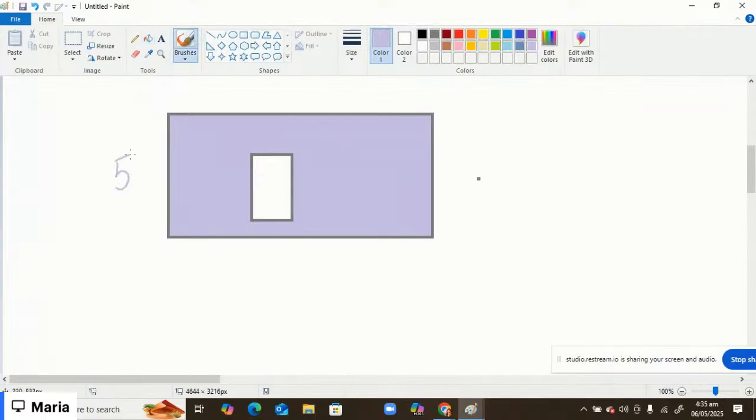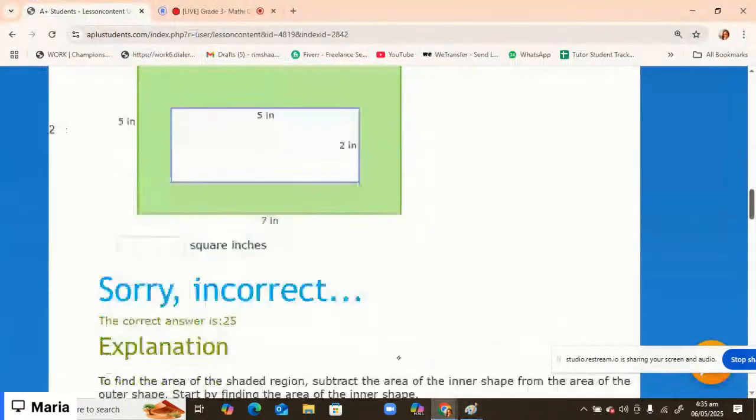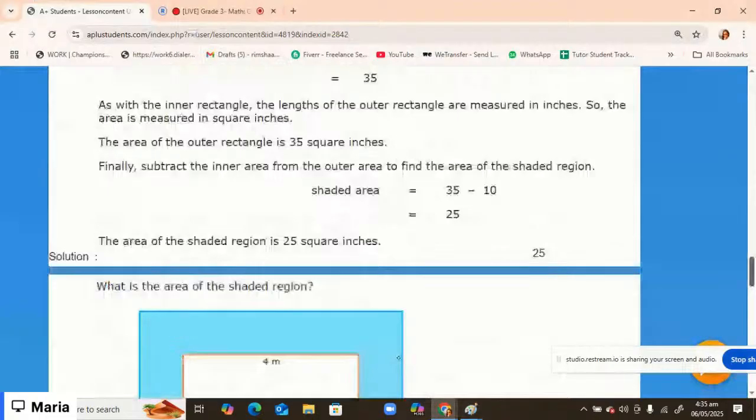Here it's given 5, 7. Here it's given 5, 2. So first we're gonna check inner area then outer area.